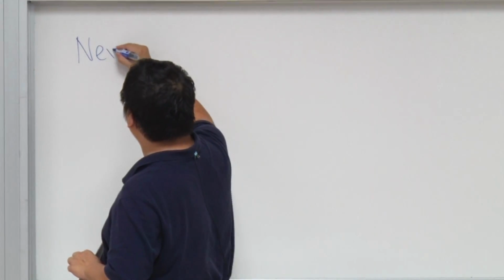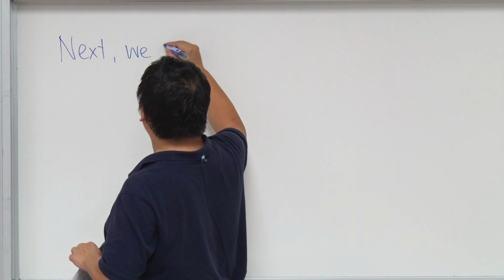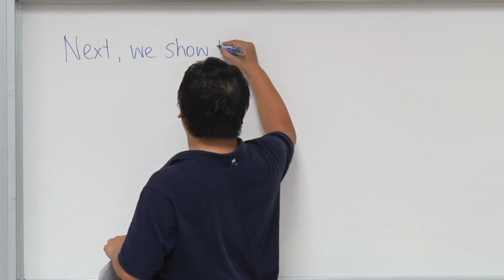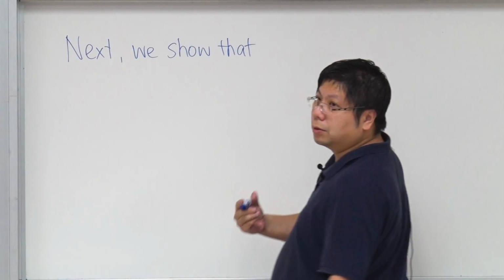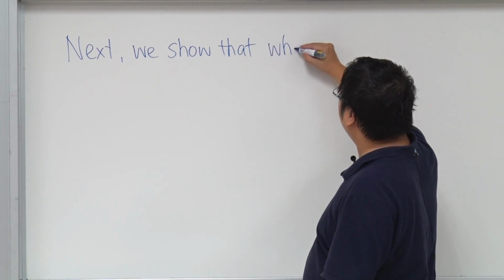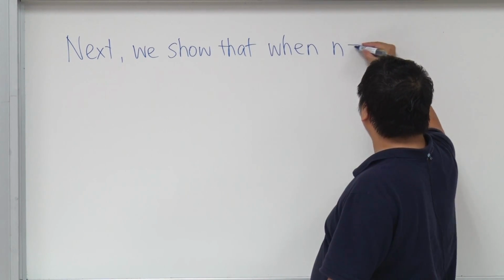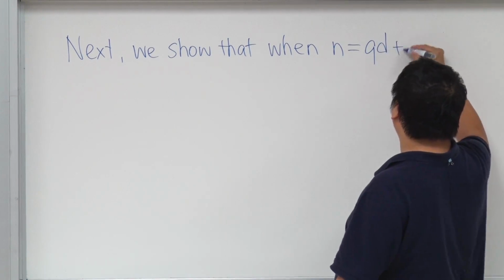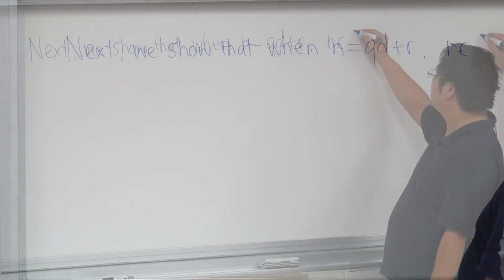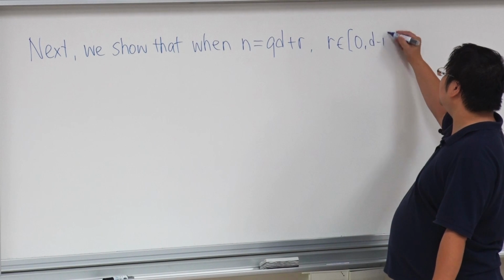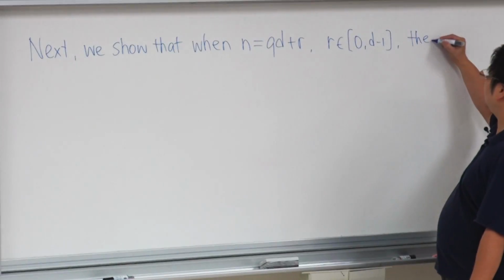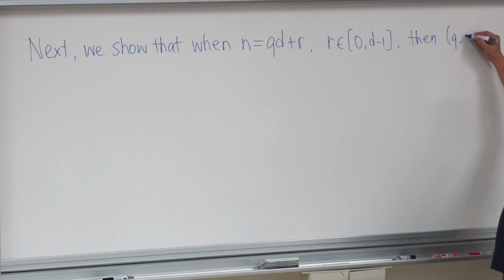Okay, so next we show that, when n is written as qd plus r with r in some number from 0 to d minus 1, this qr pair is unique. You cannot find different q and r that satisfy this.